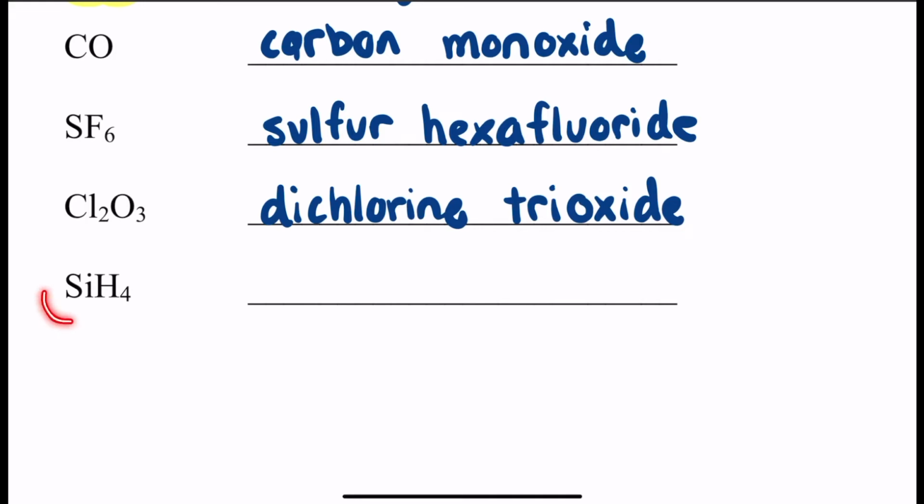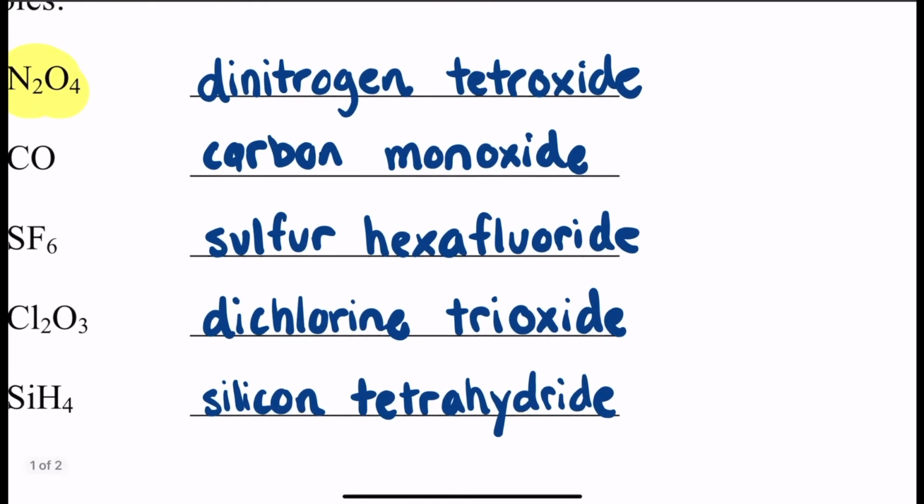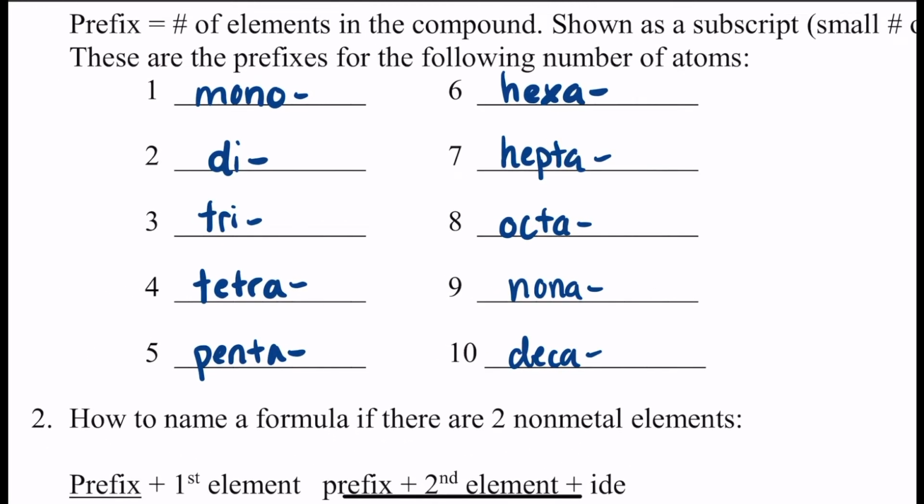Next example, SiH4. Si is silicon. We don't need a prefix since there's 1 of them. And then H is hydrogen, which does become hydride. There's 4 of them, so we use the prefix tetra. So the name of this compound is silicon tetrahydride. All right, so as long as you know your prefixes and you know how to look up elements in the periodic table, then you should be good for this one.